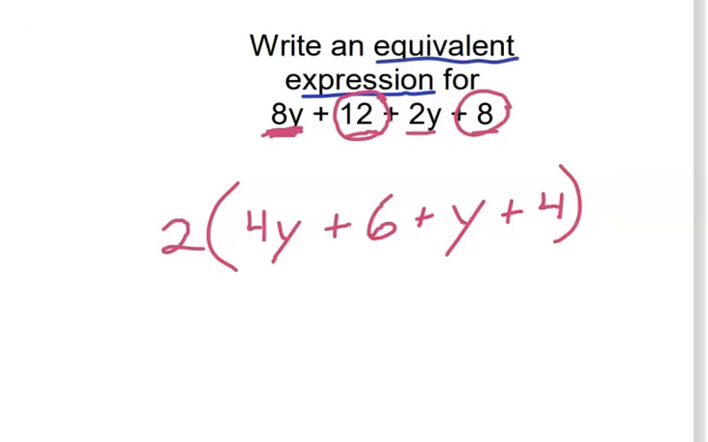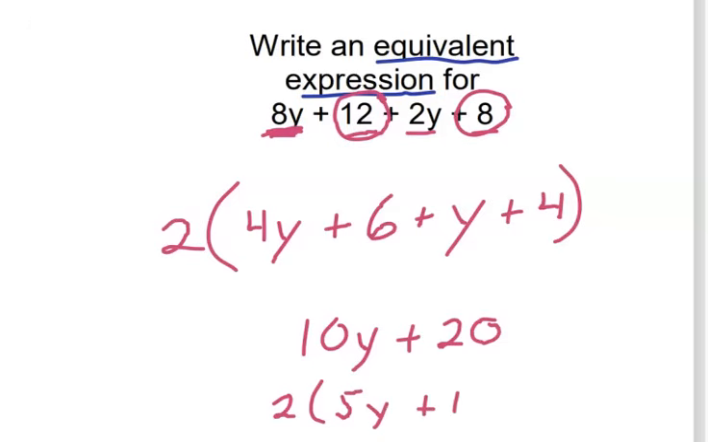We can look at the 8y and the 2y, right? And 8 plus 2 is what? 10. So we have 10y, right? And then we have 12 plus 8, which is 20. Okay, that's another one we could have done. So there's a couple of ways we could find an equivalent expression. Okay, we could actually simplify this one too and divide 2 out of that, right? And then 2 goes into 10, 5y. And then 2 goes into 20, 10 times. So there's another one you could have done.